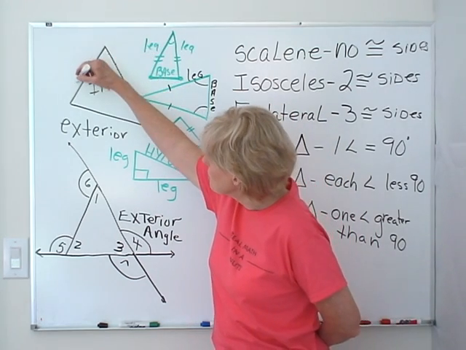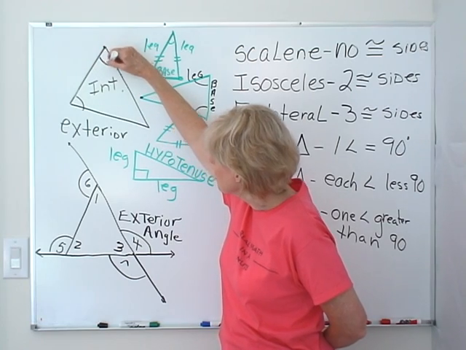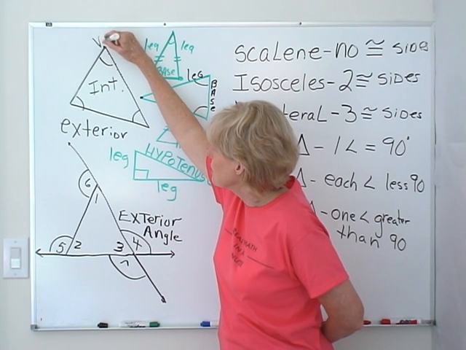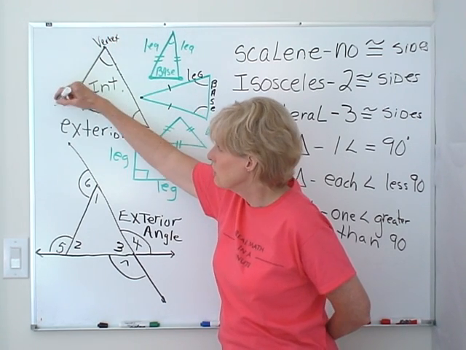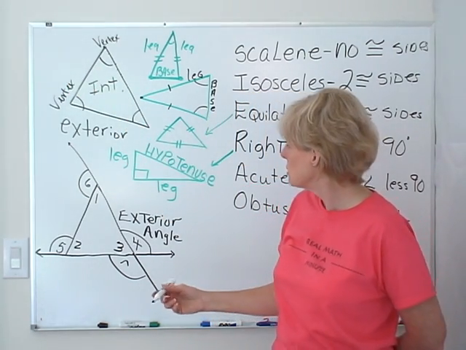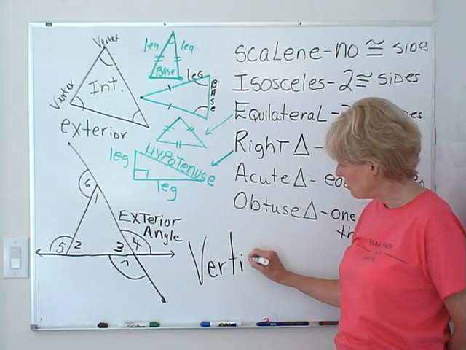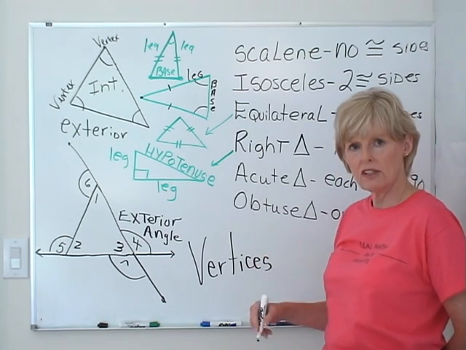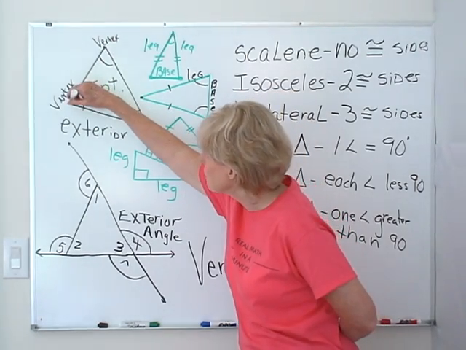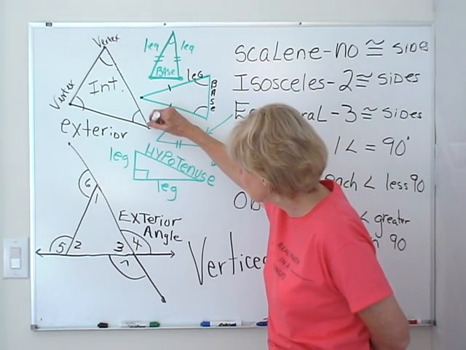And again, these are called the sides, and each one of these is called an angle, of course. And each one of these is called a vertex. If I want the plural of that, I say vertices, V-E-R-T-I-C-E-S. That's just the plural of vertex. So the three angles, the point here, the point is the vertex point. The vertex is a point.